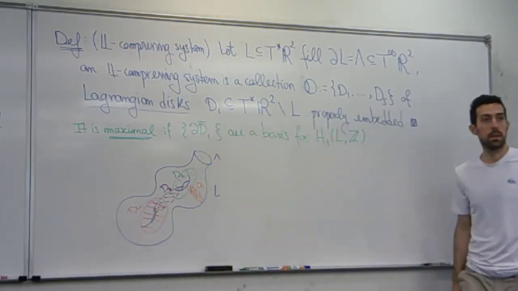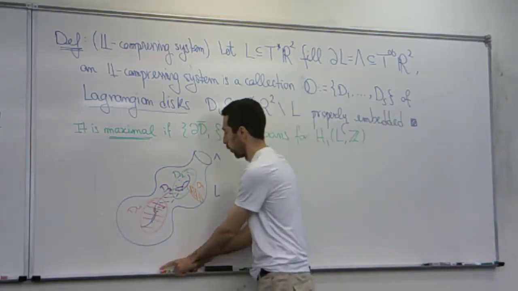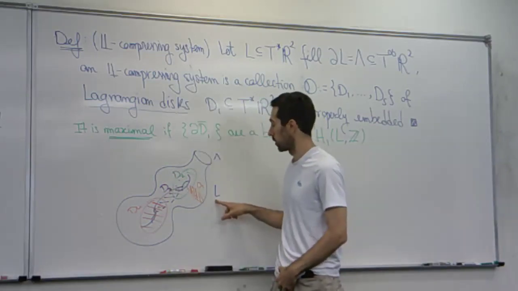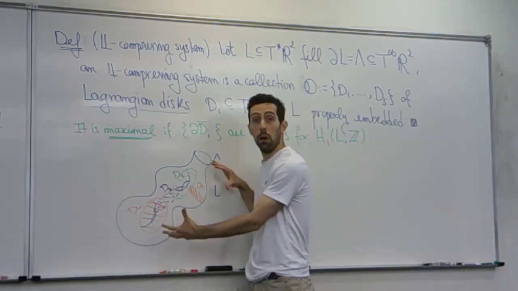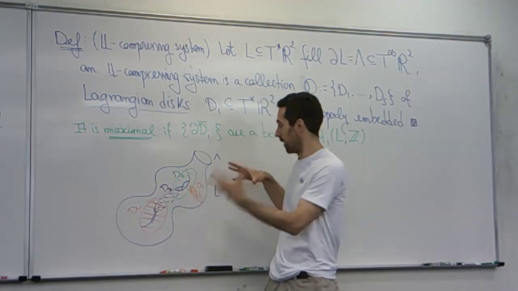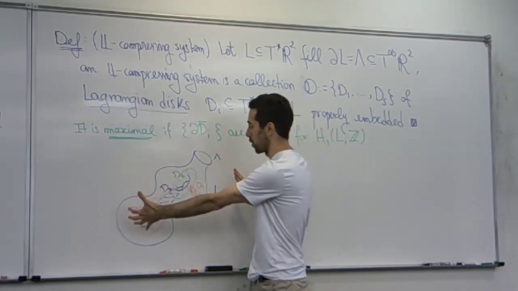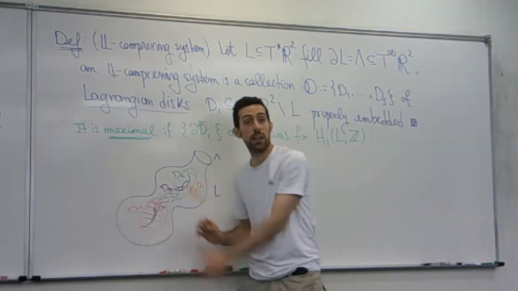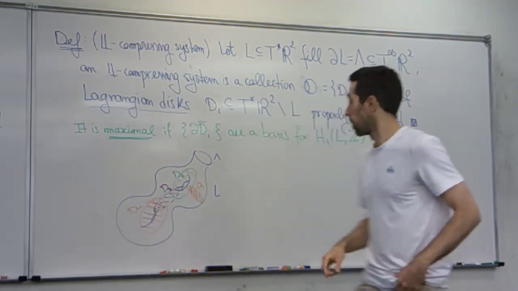Does that make sense? As I said, really what you're looking for is a relative Lagrangian skeleton that contains L. So L has topology, and you want to kill all the topology. You're thinking of a Weinstein structure on the 4-ball such that it retracts to exactly the skeleton. So you call this a maximal collection.